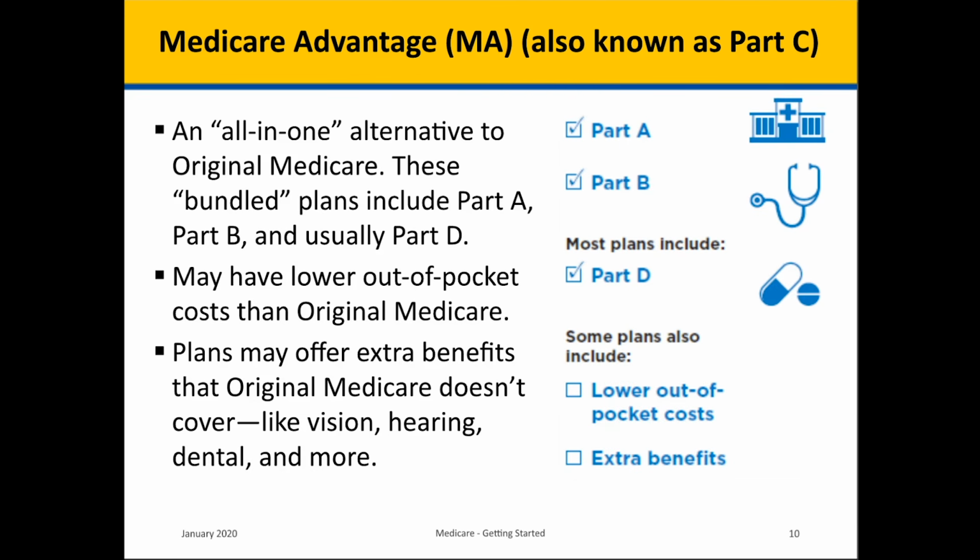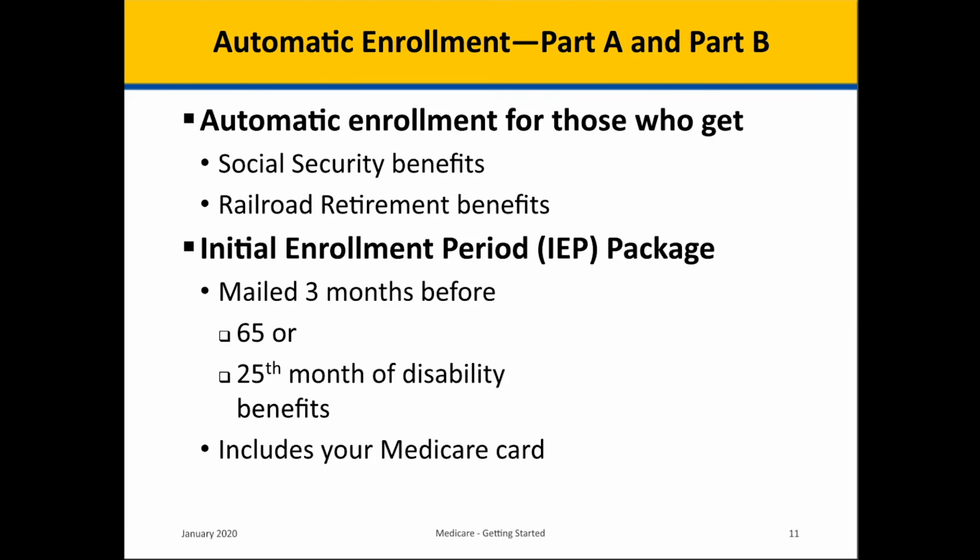And again, the second option besides Original Medicare on how you may choose to receive your Medicare benefits is by joining a Medicare Advantage or MA plan. MA plans are an all-in-one alternative to Original Medicare, usually a bundled plan which includes Part A, Part B, and usually Part D. Some MA plans may have lower out-of-pocket costs than Original Medicare, and some plans offer extra benefits that Original Medicare doesn't cover, like vision, hearing, and dental. Next slide.